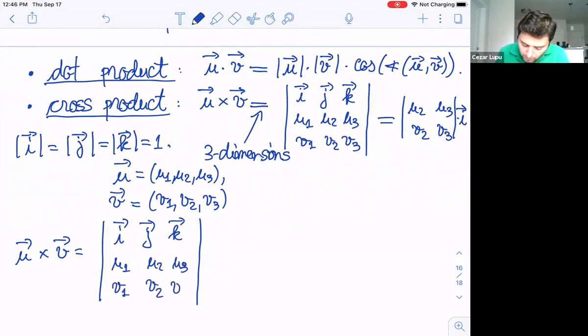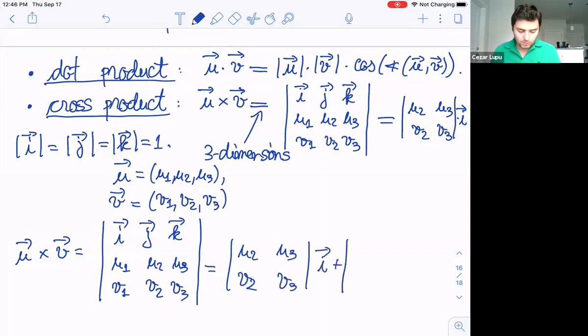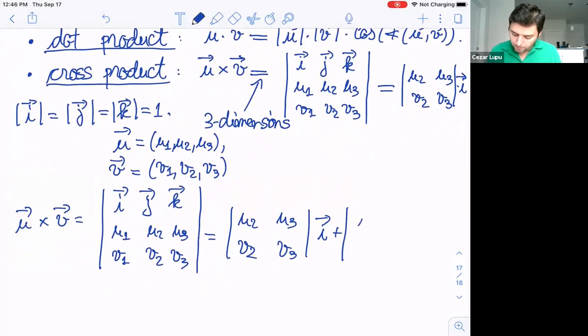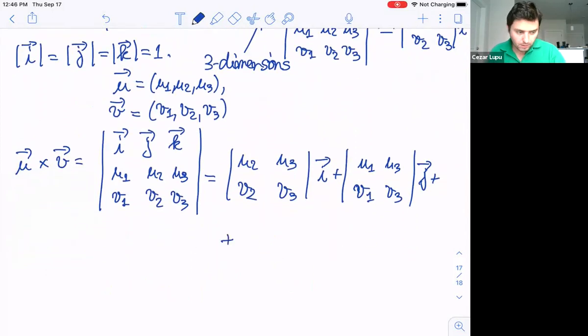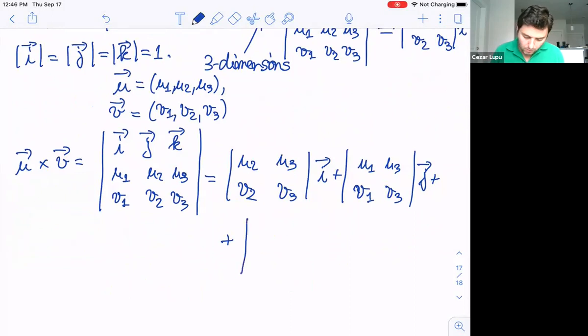So u1, u2, u3, v1, v2, v3. This is the determinant of u2, u3, v2, v3 times i, plus the determinant of u1, u3, v1, v3 times j, plus, and now the last one will be the determinant of u1, u2, v1, v2 times k. Anyway, you expand this, you know how to compute the determinants and so on.